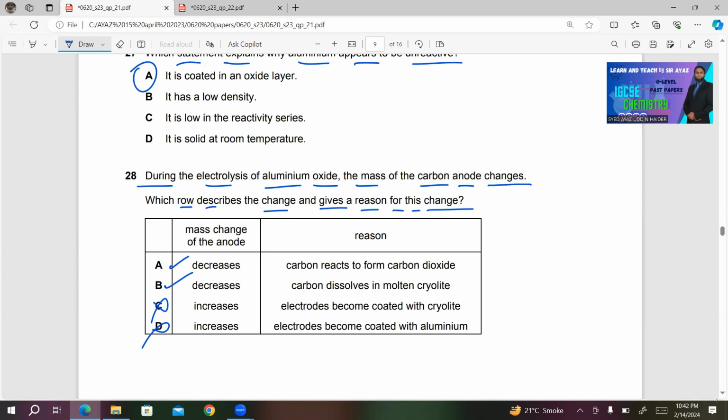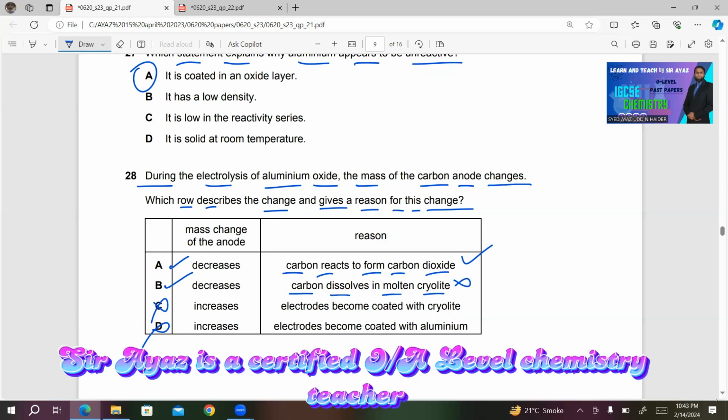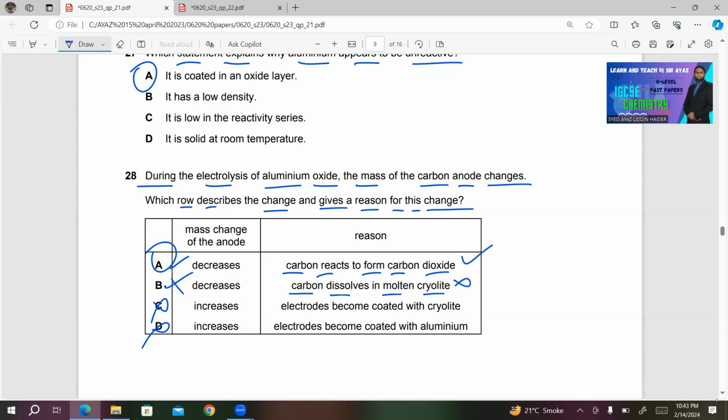I've already told you to try to narrow down your choices. Now you are left with A and B. So it becomes easier to choose between these two. Now let's see the reasons. For choice A, carbon reacts to form carbon dioxide. This looks correct to me. B, carbon dissolves in molten cryolite. This is wrong because carbon does not dissolve in molten cryolite. Carbon reacts with oxygen to form carbon dioxide. So only A will be the right answer for this question.